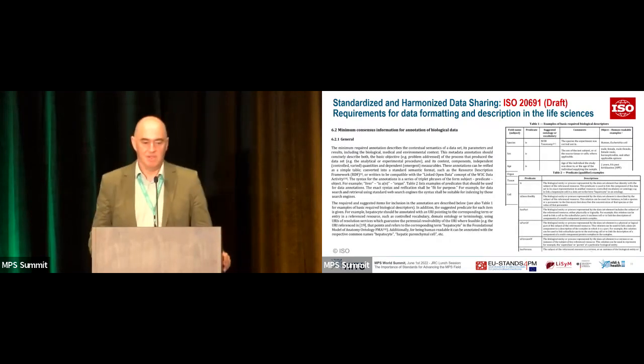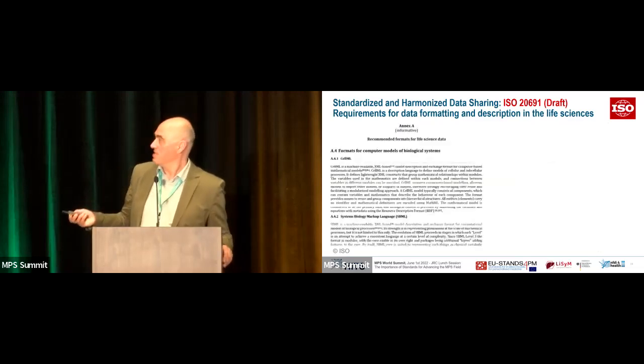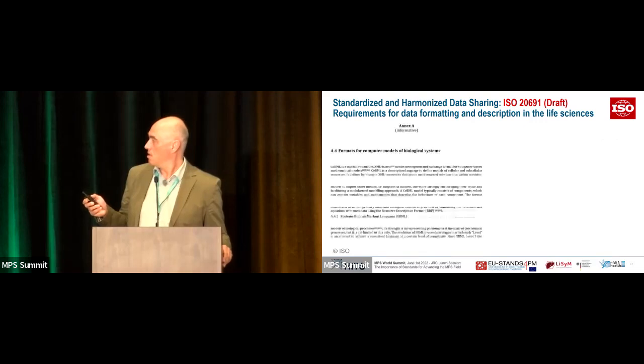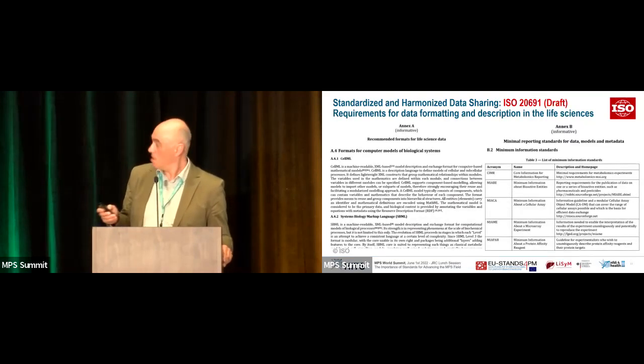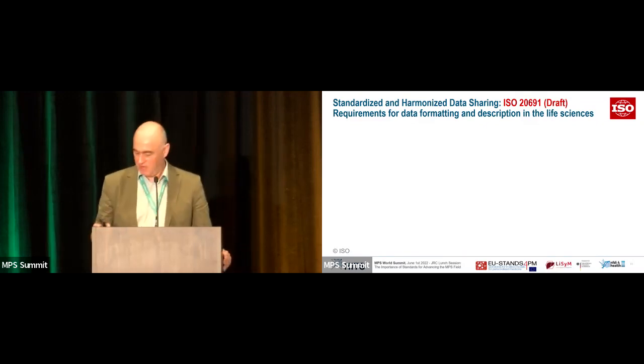As an example, you should not read that now, but just so that you get an impression of how such a standard looks like, I picked an example of a minimum consensus information for the annotation of biological data. So this chapter describes how minimum consensus information should be used for annotation of biological data, and also it defines. Oops, sorry. Can I go back? Okay. Anyway, you can read that.